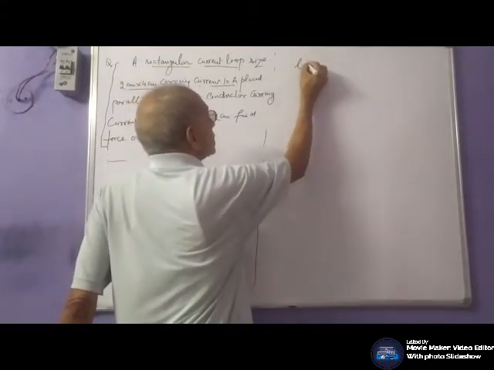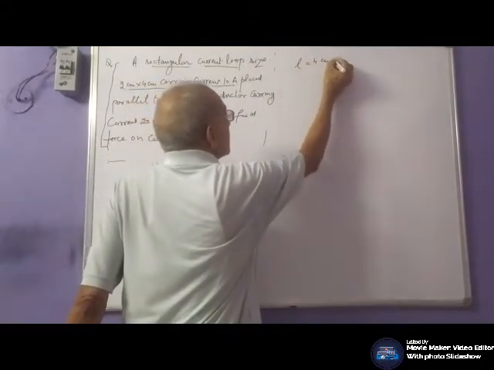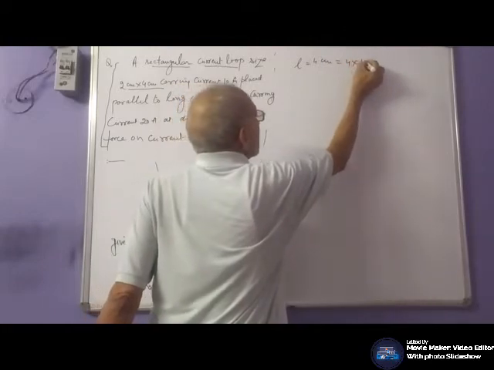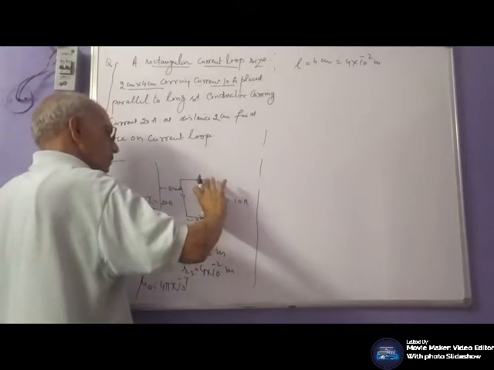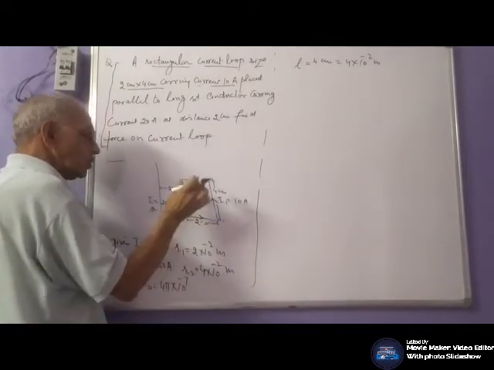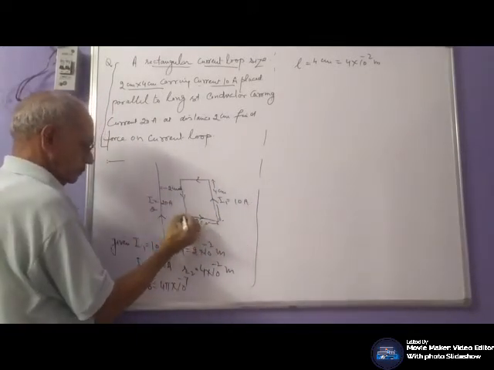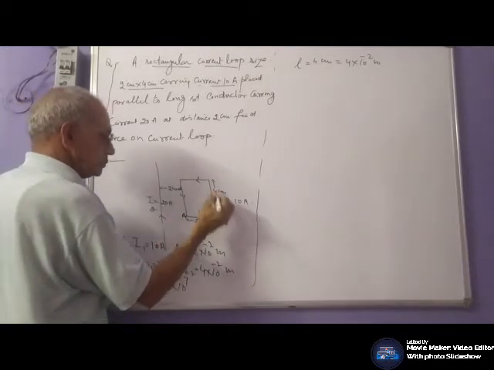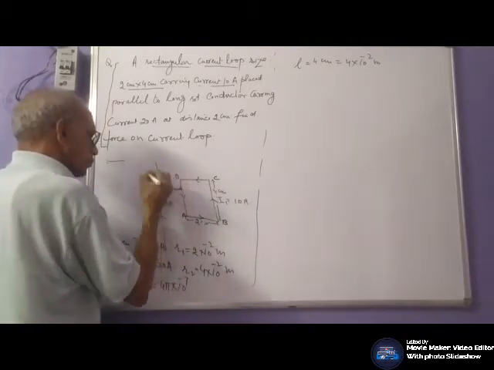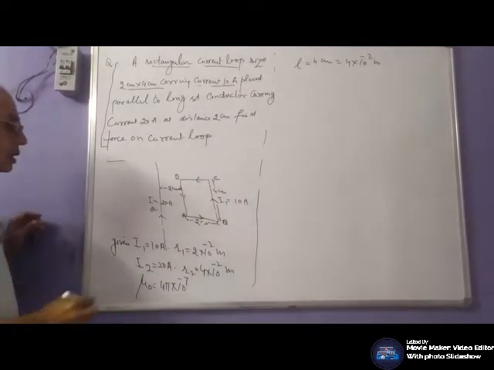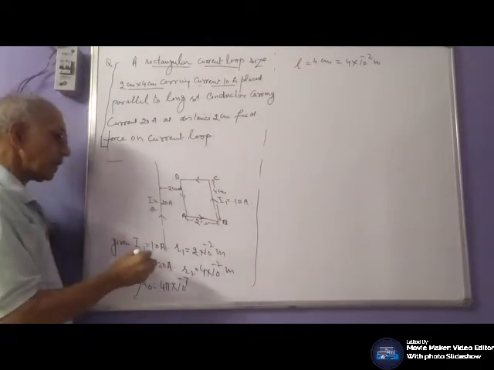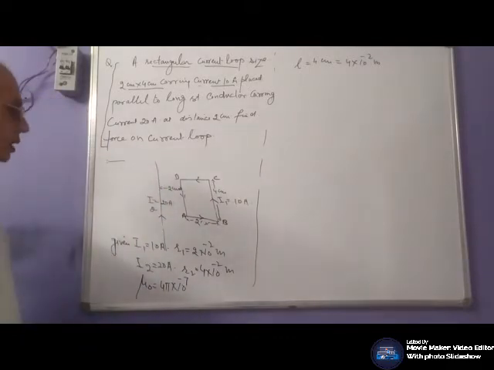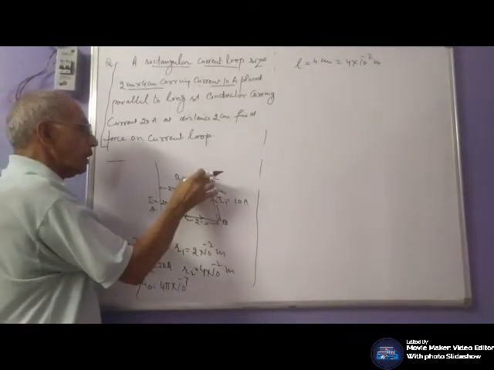This length is 4 centimeter. Not this length; this length is not required. Let ABCD be the current loop. It is placed parallel to this current. This length we won't require.